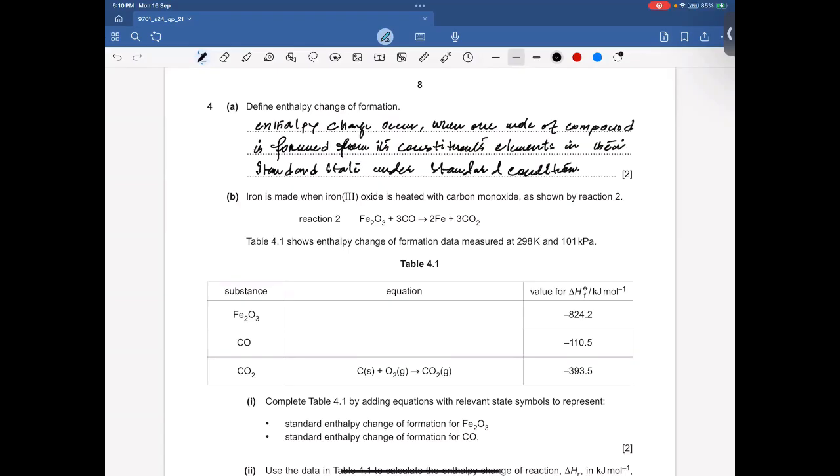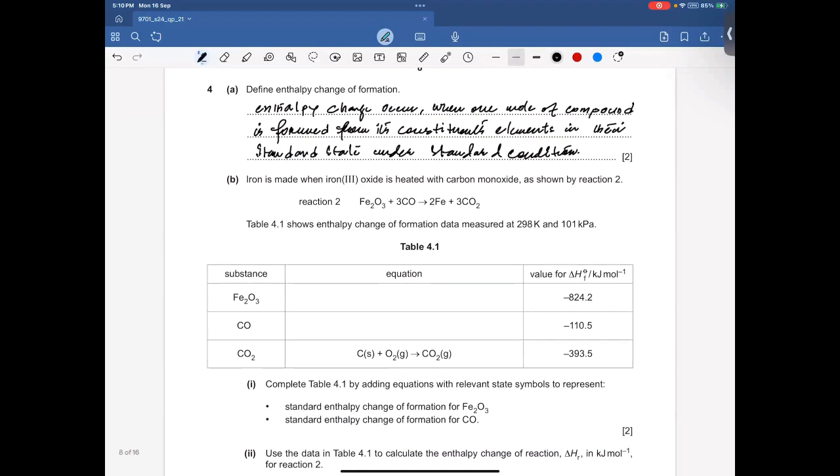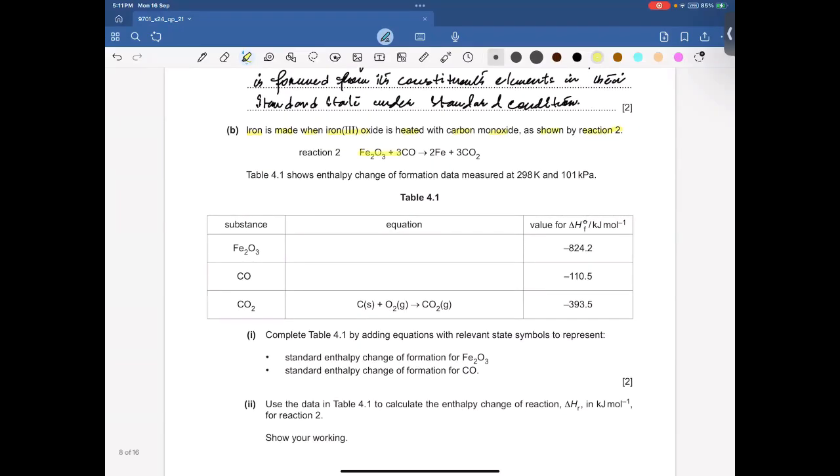All right. Now, in the next part, iron is made when iron 3 oxide is heated with carbon monoxide as shown by reaction 2. This is reaction 2, guys. Table 4.1 shows the enthalpy change of formation data measured at 298 Kelvin and 101 kilopascal. Basically, this is under standard condition, okay? So, substance is Fe2O3. The value of formation is given. We need to write the equation. And remember, equation has to be for the 1 mole.